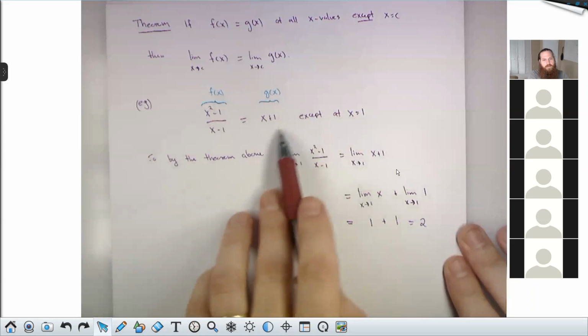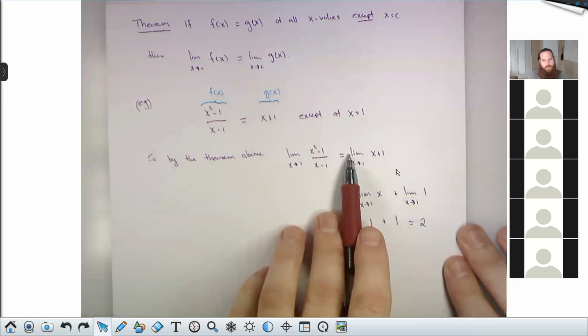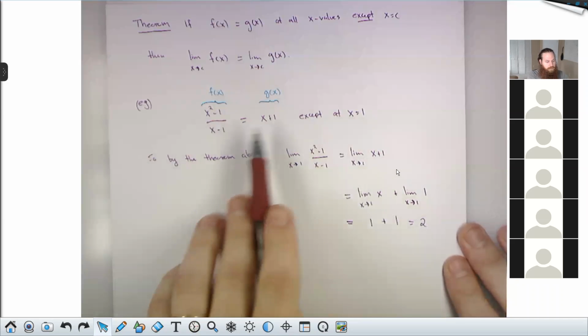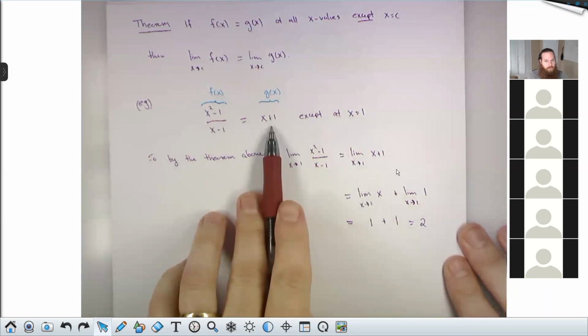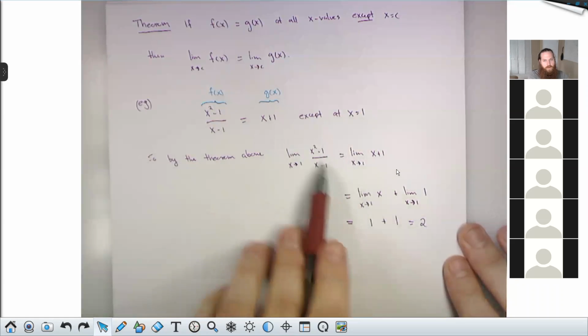This guy is easy to take the limit of because according to our limit laws, you can calculate this limit just by splitting up and plugging in. The trick is to find this function. So again, imagine I asked you just out of the blue, calculate the limit as x goes to 1 of x squared minus 1 over x minus 1.